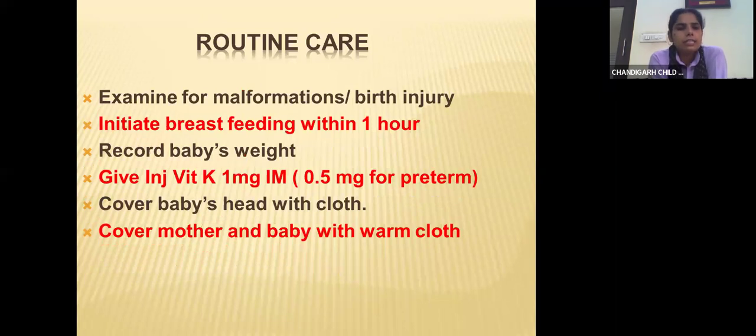And other routine steps are to examine for malformation and birth injury. First of all, we examine for any malformation in the baby, such as atresia and the urethral opening here. So these malformations are checked after the delivery. Initiation of breastfeeding within 1 hour. Continue. Record baby weight. Give injection vitamin K, IM. Cover the baby's head with a cloth. Cover mother and baby with a warm cloth to prevent hypothermia in the newborn.